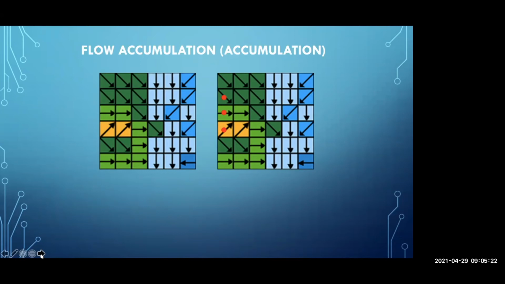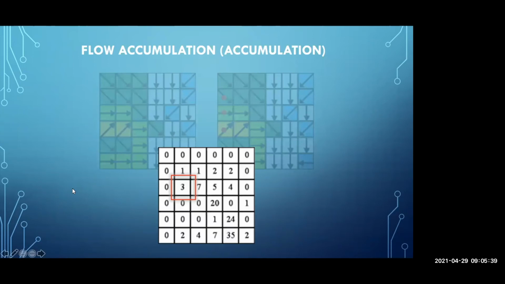So if we look at the cell to the right of those red dots, we can see that there's 3 cells flowing into that cell, indicated by the 3 red dots. So next slide. That gives that cell an accumulation of 3. So go to the next slide.